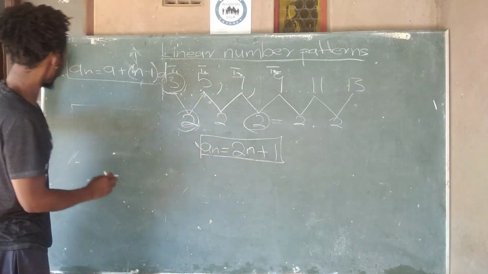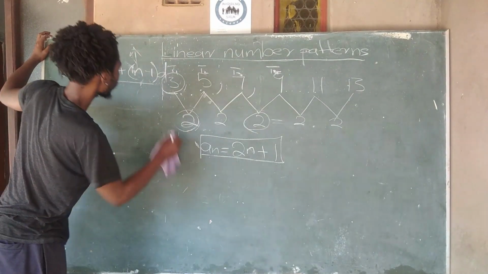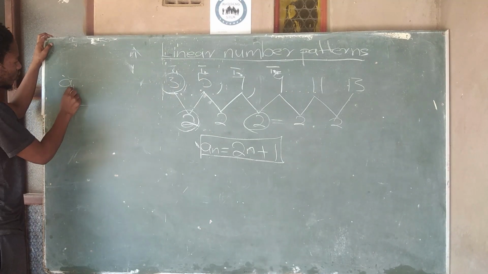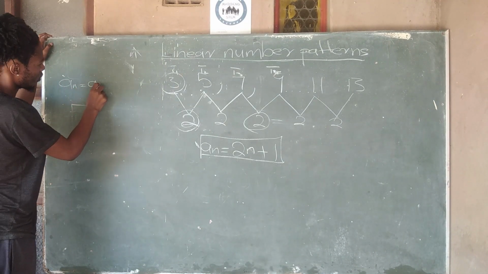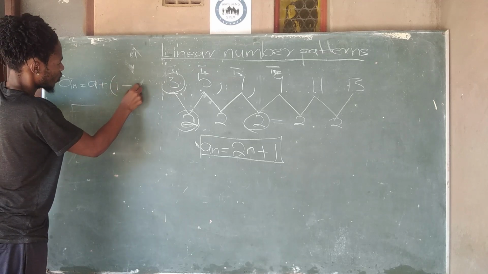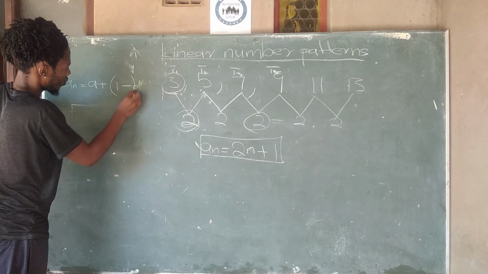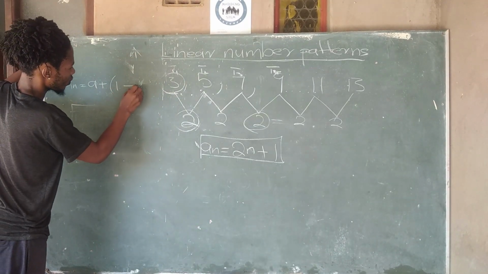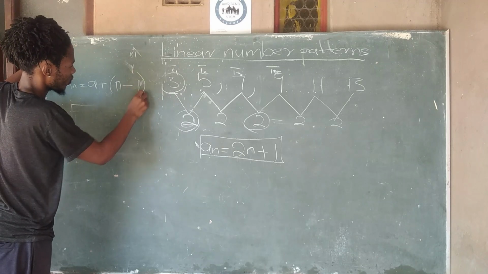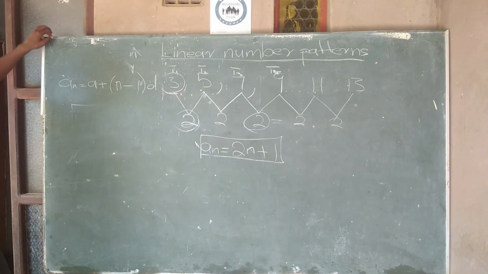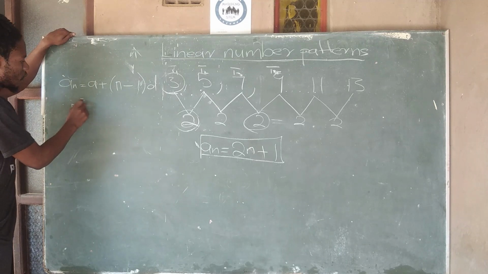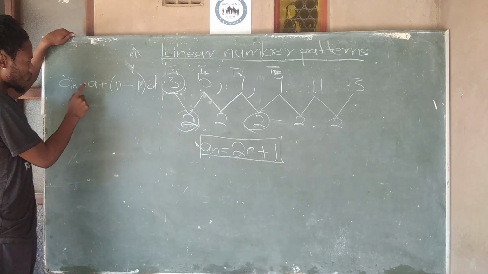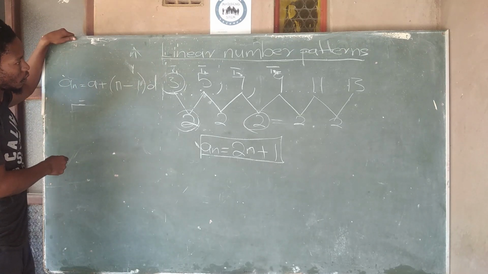Let's go and use this formula. It's n minus 1. So let's go and substitute, guys. We're looking for the general term. So what is your a?